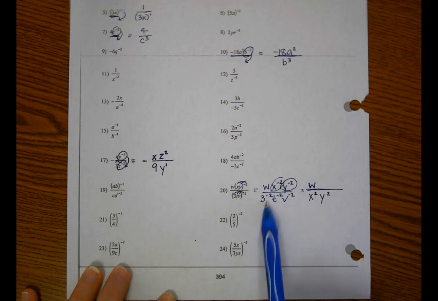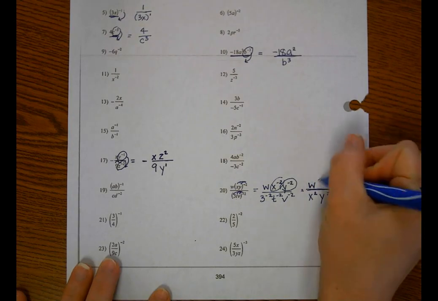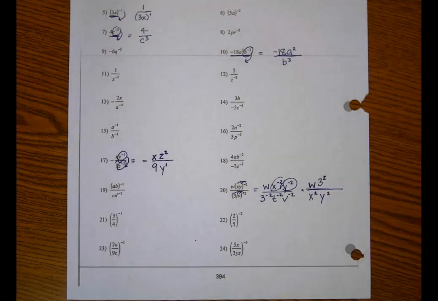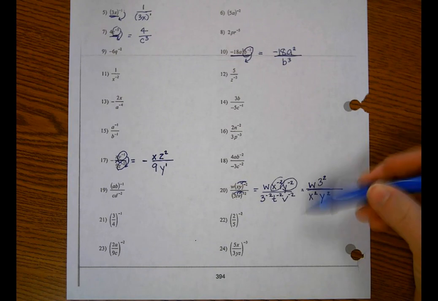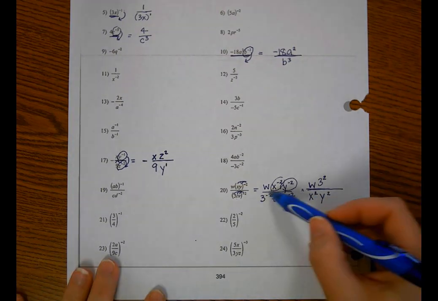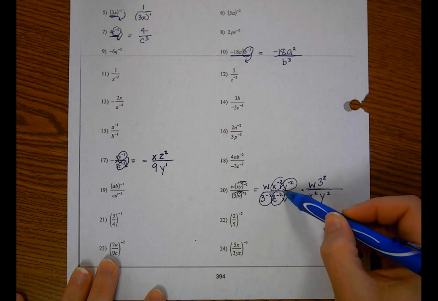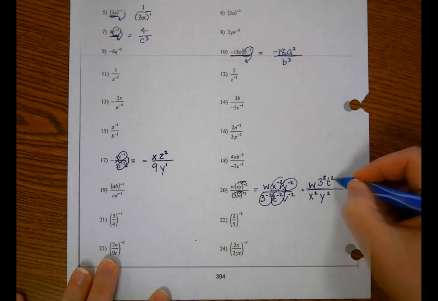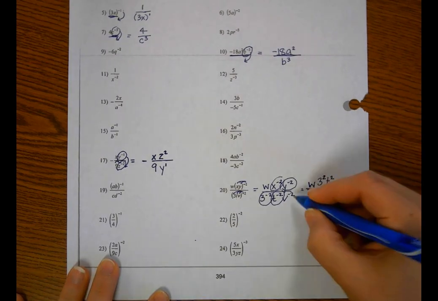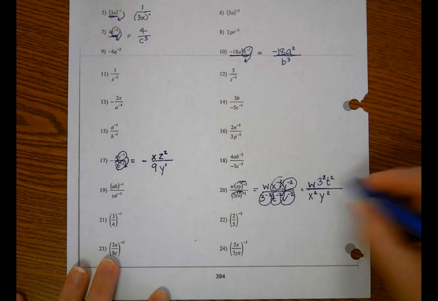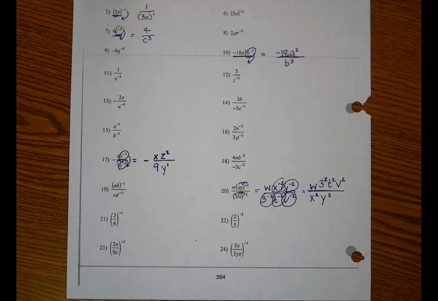So 3 to the negative 2 is going to become 3 to the second, which I'll clean up in a second because I like to put the numbers before the letters, but let's finish moving first. Then I'm going to move my t to the negative 2 to the top, so that becomes t to the positive 2. Then I'm going to move v to the negative 2 to the top, so that becomes v to the positive 2. So all I did was move all of my exponents so that they would become positive.